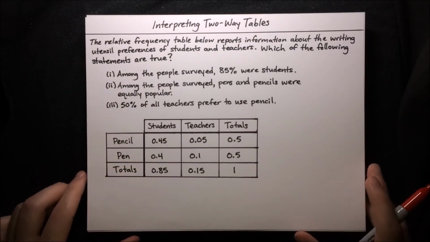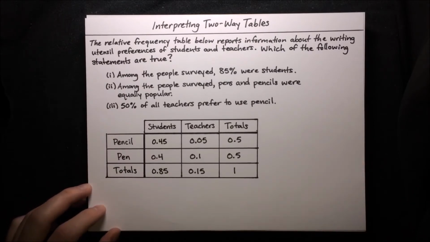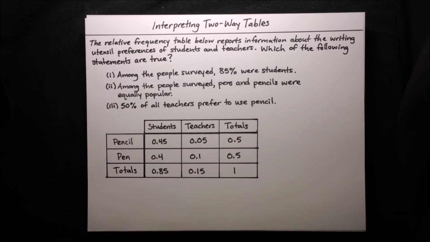Here's another problem. The relative frequency table below reports information about the writing utensil preferences of students and teachers. Which of the following statements are true? Again, we've got 3 statements, and we need to look at the table and determine which of these statements are true, which of them are false. We'll start with the first statement. Among the people surveyed, 85% were students.